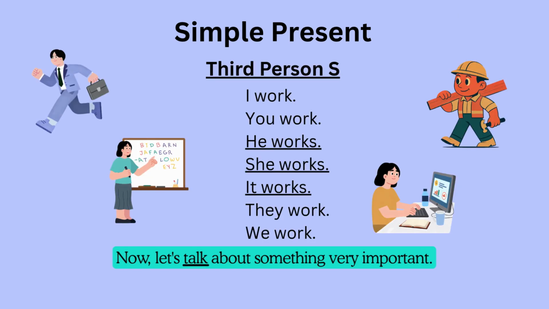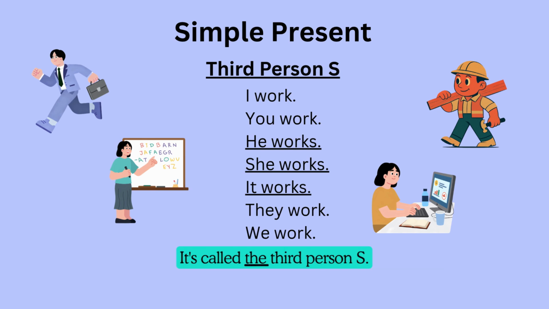Now, let's talk about something very important. It's called the third person S. When the subject is he, she, or it, we add the letter S to the verb. I work, but he works, she works, it works.